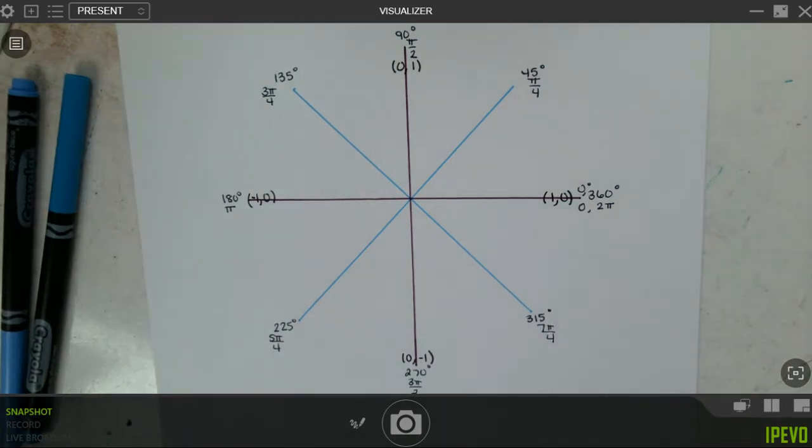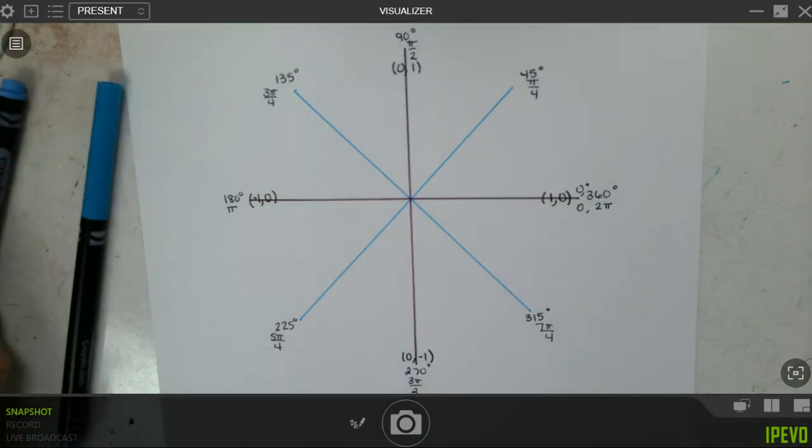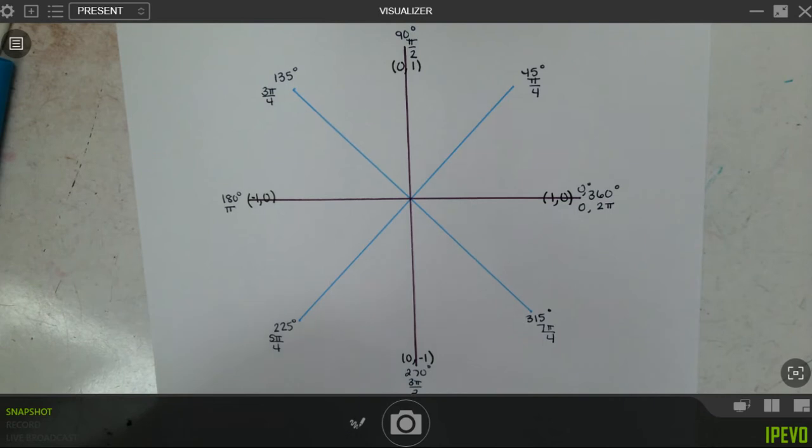All right, and we'll go back and we'll write the coordinates at the end. So let's draw the next ones and figure out the degrees and the radians. So we're going to go with the 30-degree angle now.